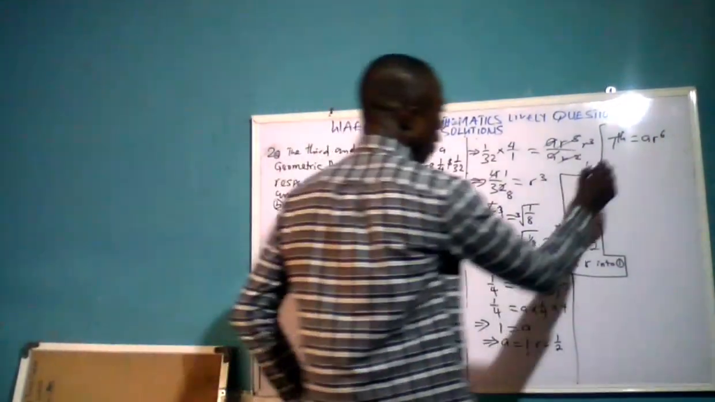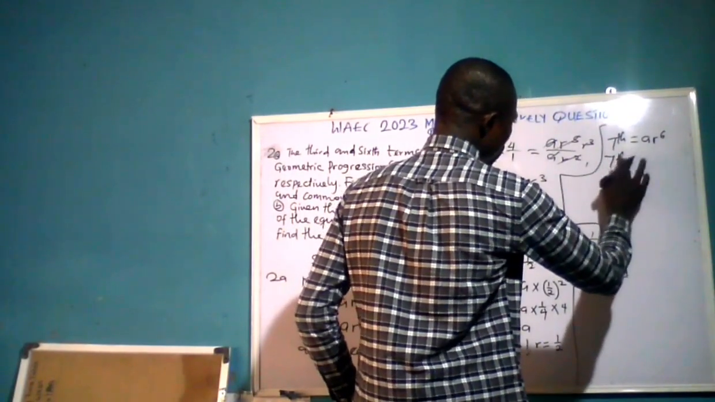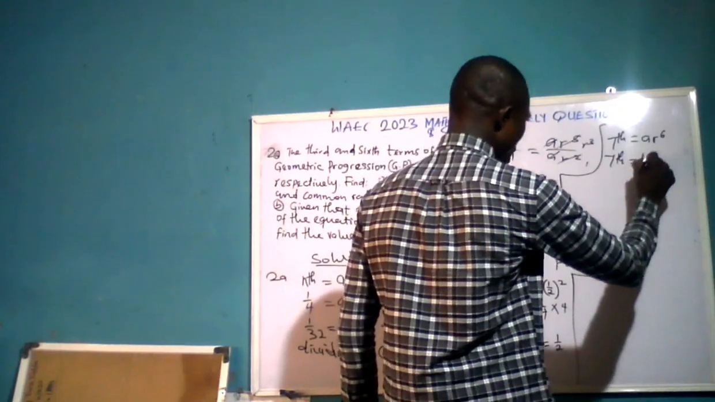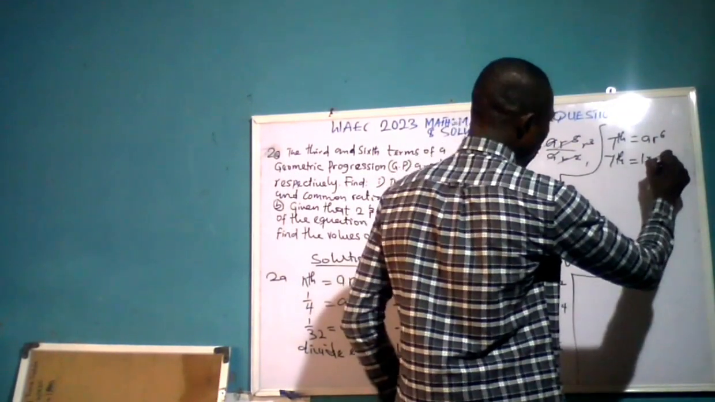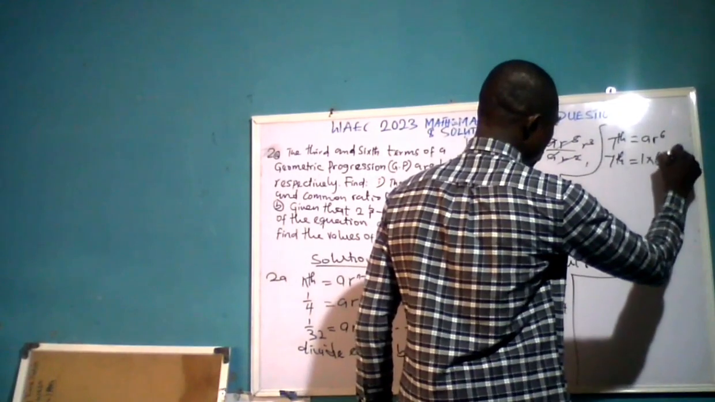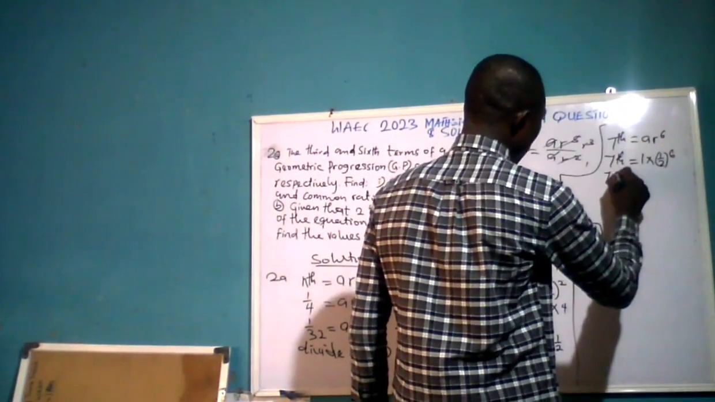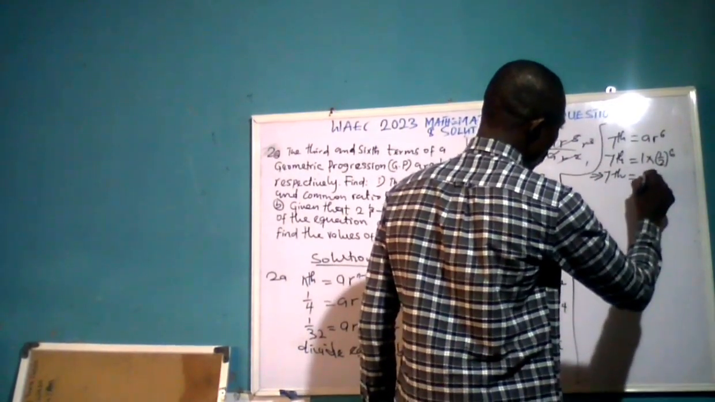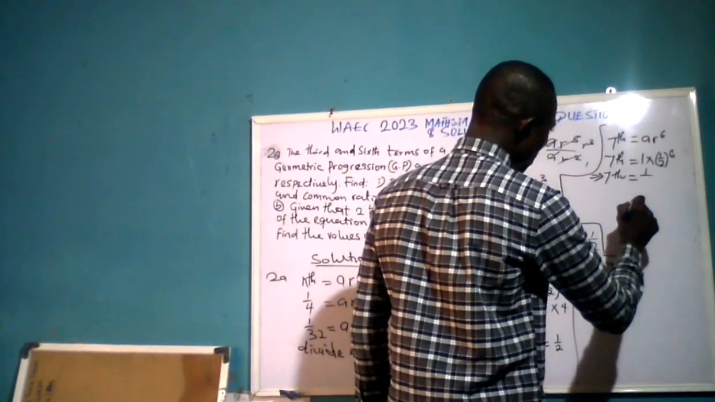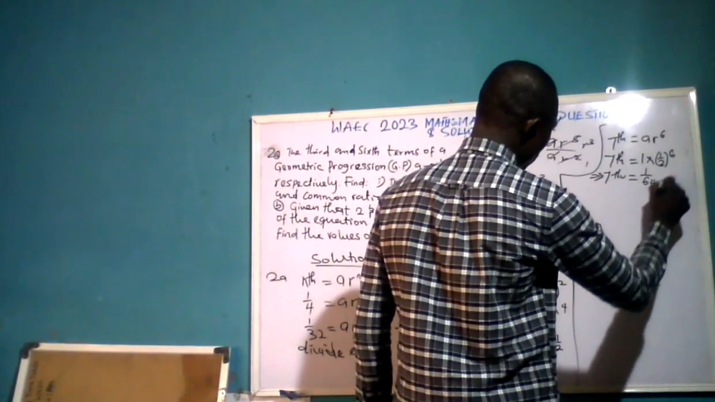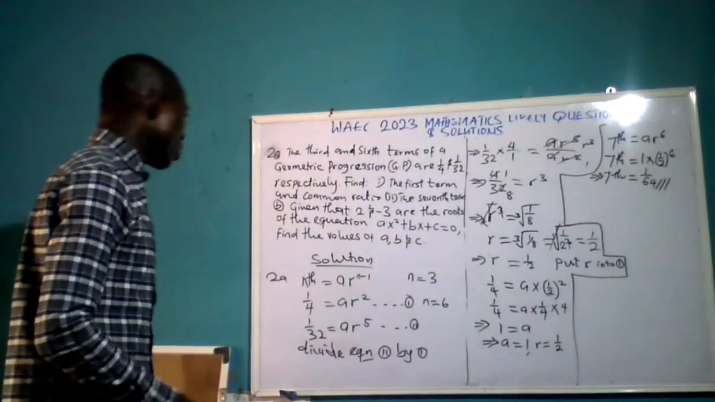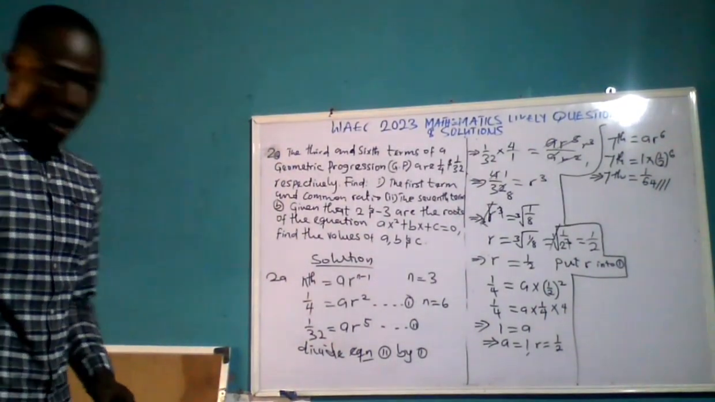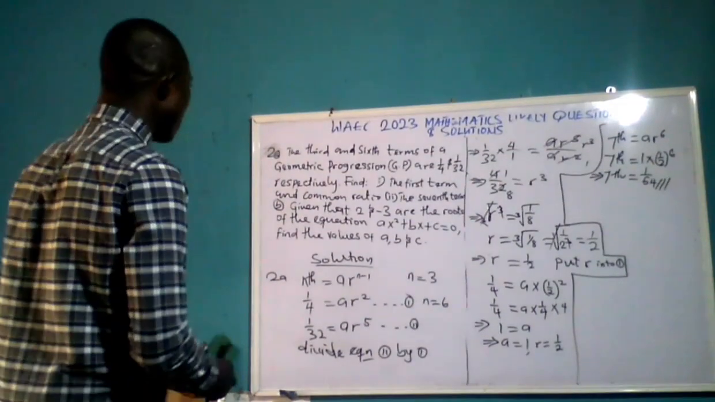Okay, and which will be equal to, by the time you insert the value of a and the value of r, you have a to be 1 multiplied by half raised to the power 6, and that will give you the 7th term to be equal to 1 all over 2 raised to the power 6, which will be 64. Final answer. Okay, now having done with question number 2a, let's go to attempt question number 2b.